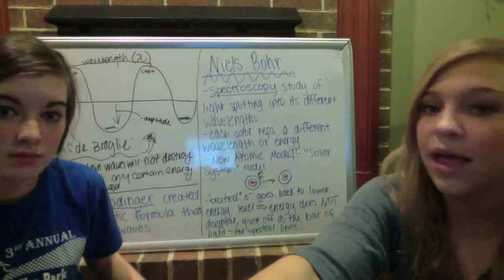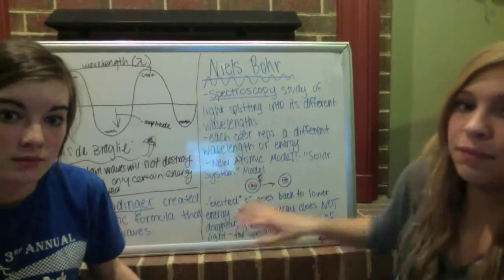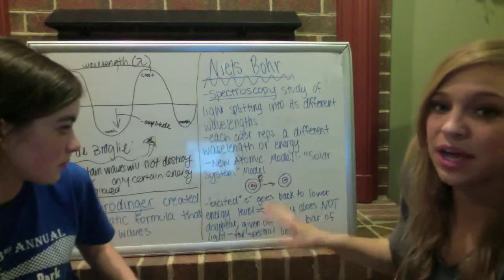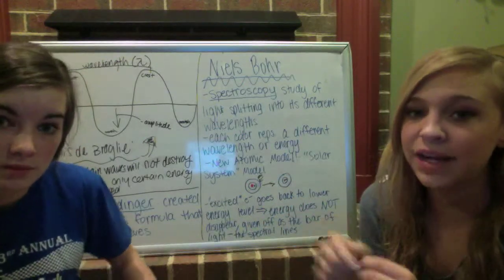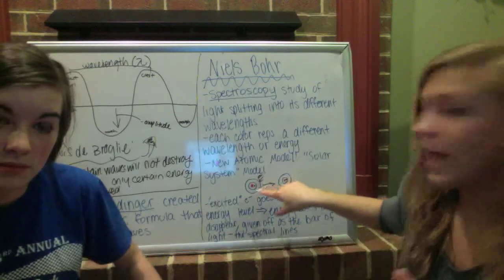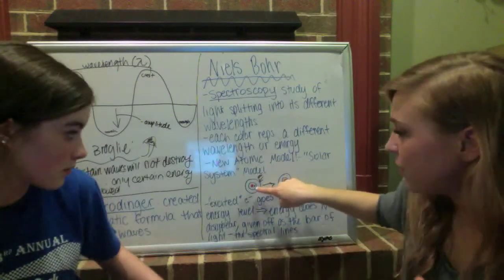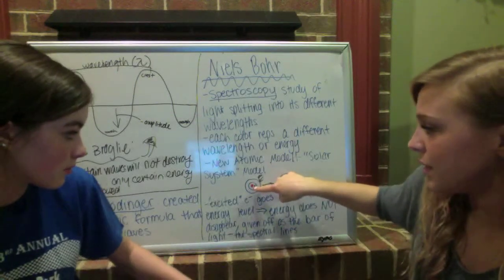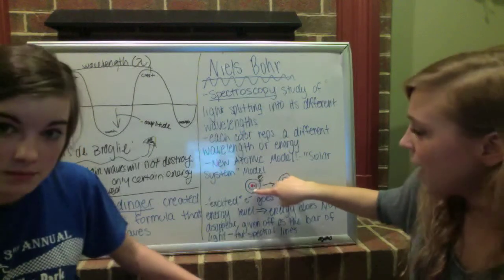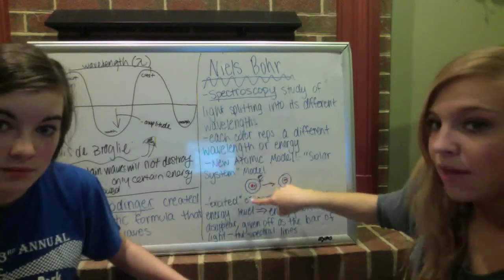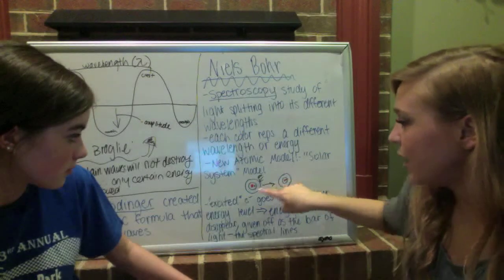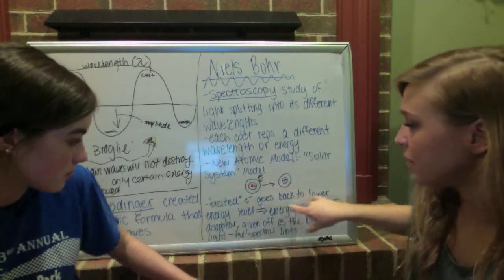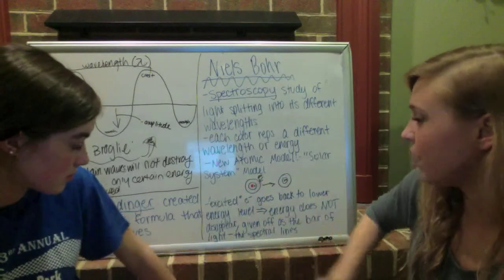And then he reasoned that when electricity goes through the hydrogen gas, it causes the electron to gain energy and move to a higher energy level. So you can see this is like the nucleus, and that little dot is the electron, and it moved from a lower level to a higher level. And then the excited electron goes back to a lower energy level.